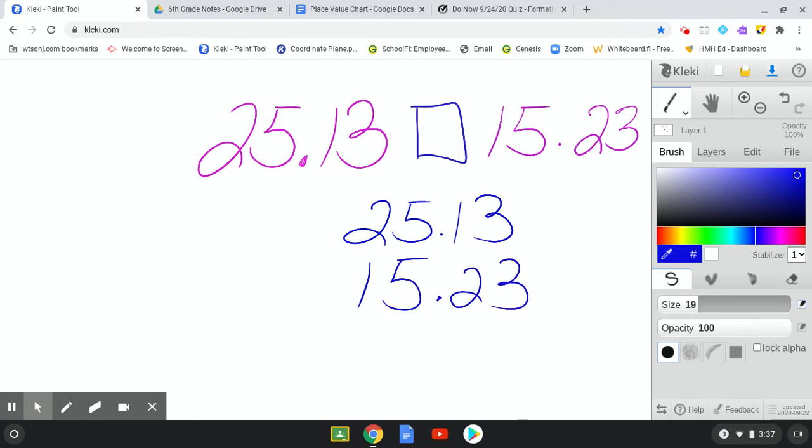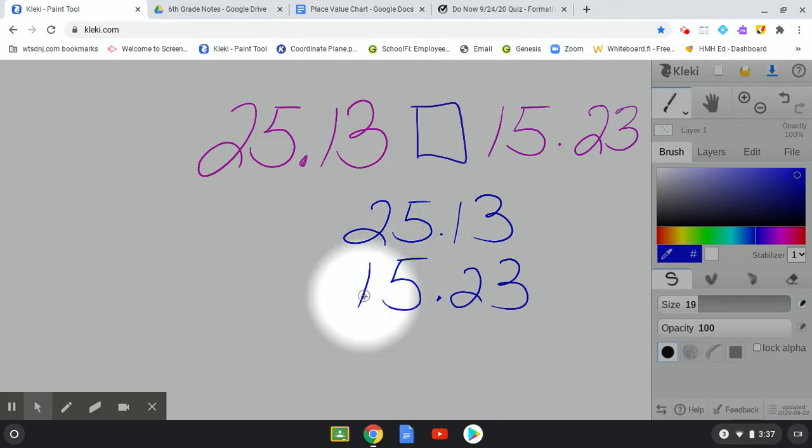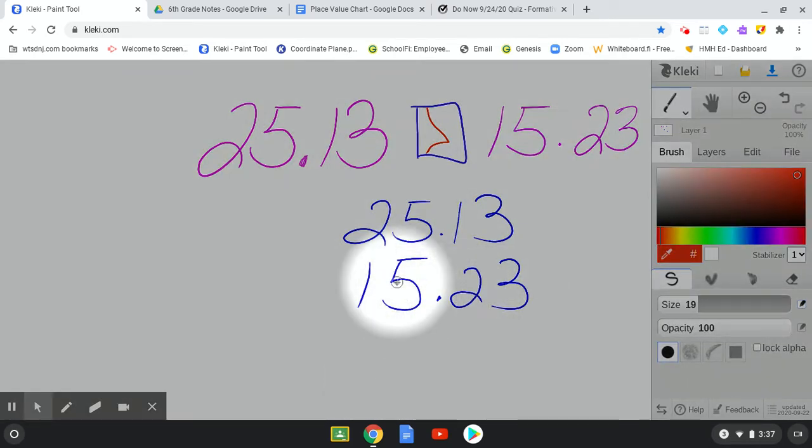So if I look here and I notice that I have a 2 in my tens place and a 1 in my tens place, well, I know that 2 is larger than 1. So I don't even need to look at the rest of my digits. I already know that 25.13 or 25 and 13 hundredths is going to be greater than 15.23 or 15 and 23 hundredths. All right, so because my 2 in the tens place was larger than my 1 in the tens place here, I did not need to look at the rest of my digits.